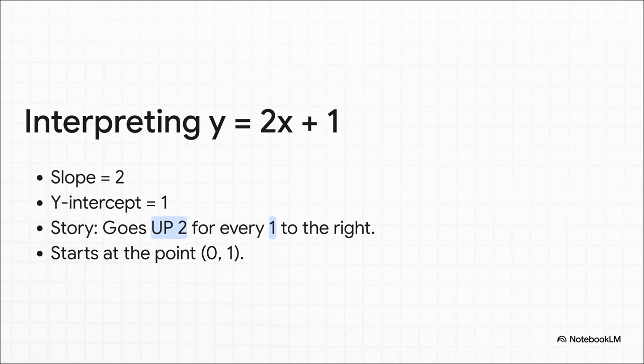That number at the end, the plus 1, that tells us where the story starts on the vertical y-axis. We call that the y-intercept. And the number multiplying x, the 2, that tells us the steepness and direction of the line. We call that the slope. It means for every 1 step to the right, the line goes up 2 steps. With just those 2 little pieces of info, we can instantly picture the entire line in our heads.